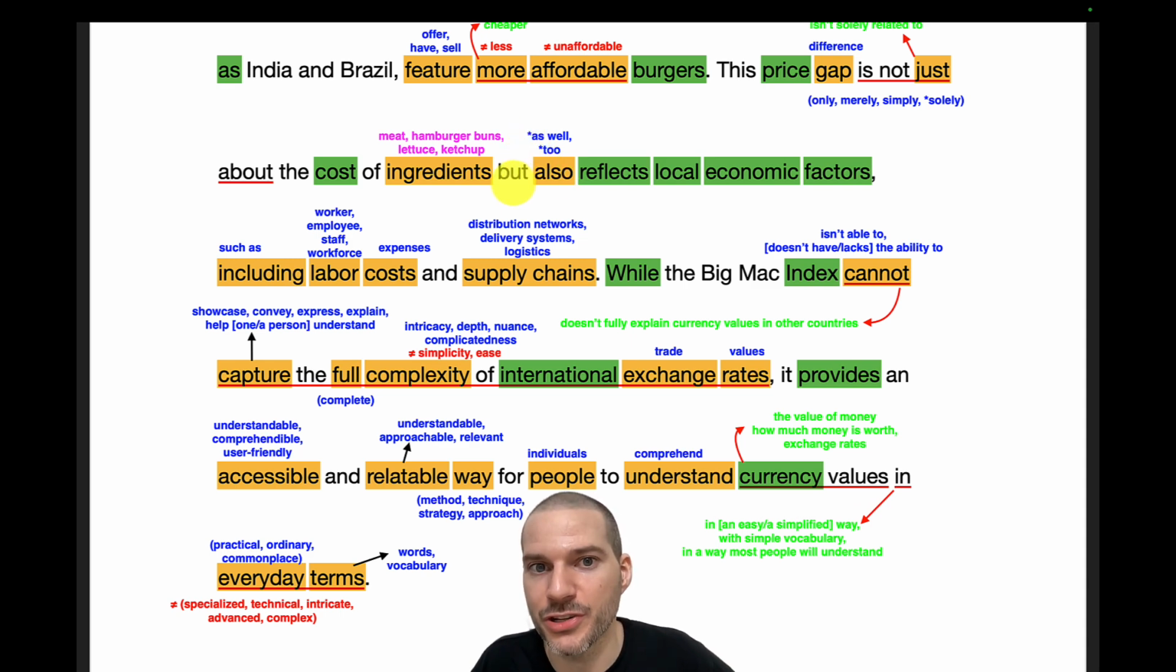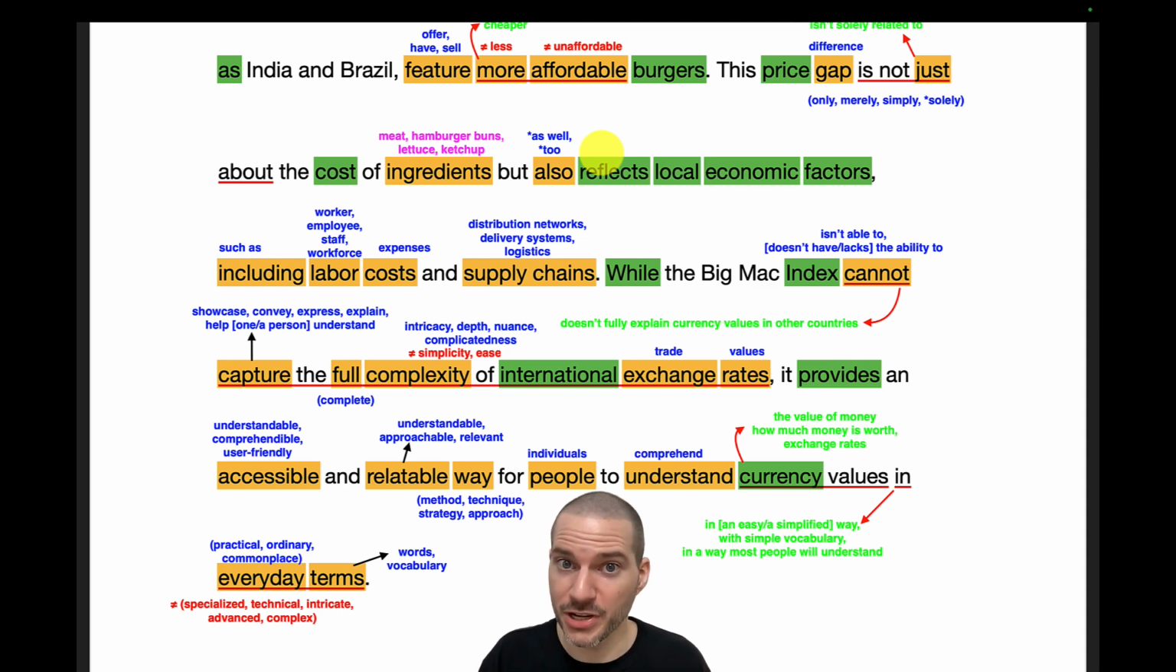So the word but is a conjunction. Also, you can put after a conjunction. But if I use as well or to, it has to go after the noun factors. If I read through, the cost of ingredients but reflects local economic factors as well or to. Like if I say, I speak English and also Chinese. See, and is my conjunction, also is my adverb. But if I want to say that with to or as well, I would say, I speak English and Chinese as well, or and Chinese too. So that's how you use these synonyms. I want you to watch for that.